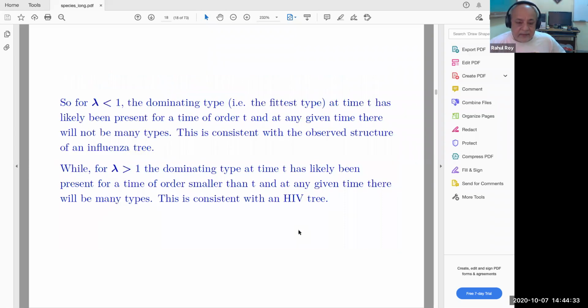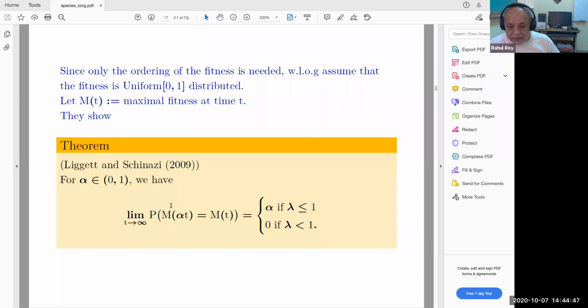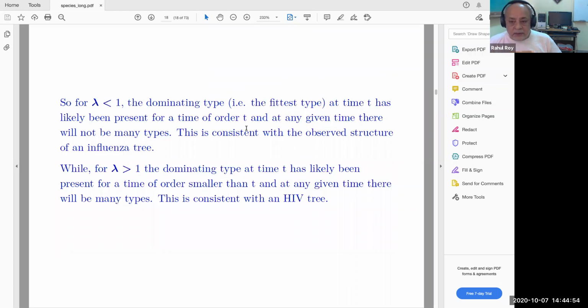What it says, therefore, is that for lambda less than or equal to 1, the dominating type, the fittest type at time t, has likely been present for a time of order t, because here we see that m alpha t is the same as mt with positive probability. At any given time there will not be too many types of species, and this is consistent with the observed structure of an influenza tree, because it survives; it doesn't change too much.